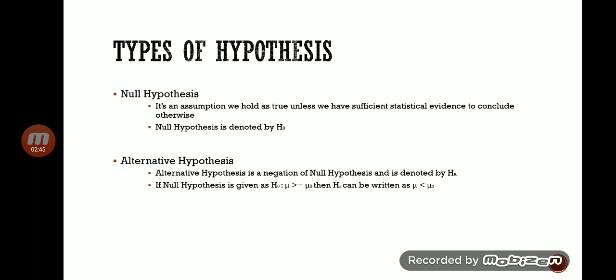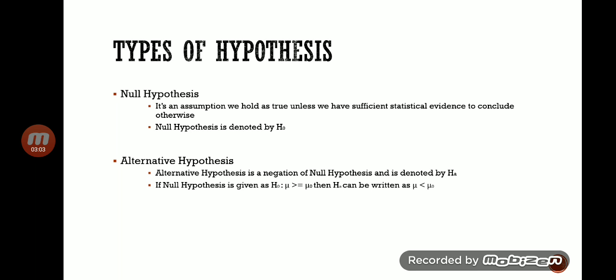So there are two major types of hypothesis. One is the null hypothesis. The null hypothesis is an assumption we hold as true unless we have sufficient statistical evidence to conclude otherwise.